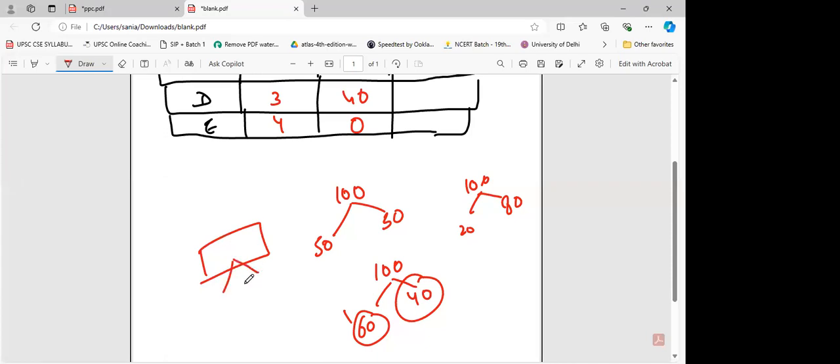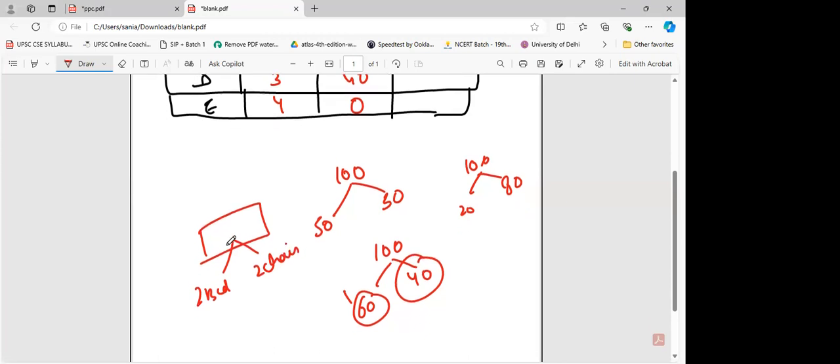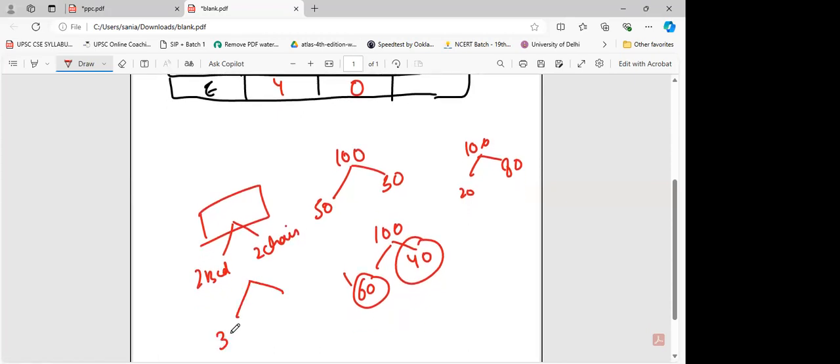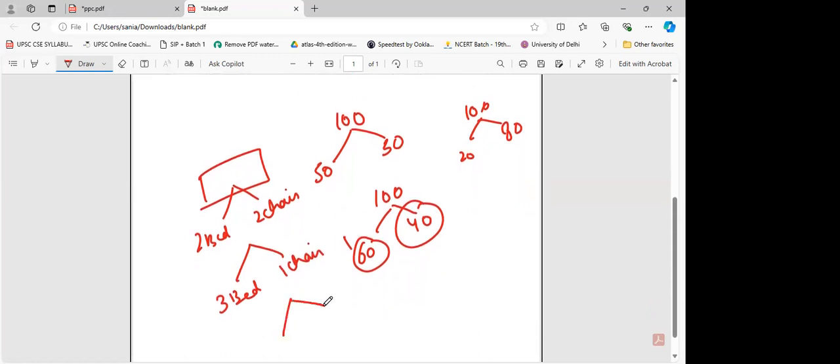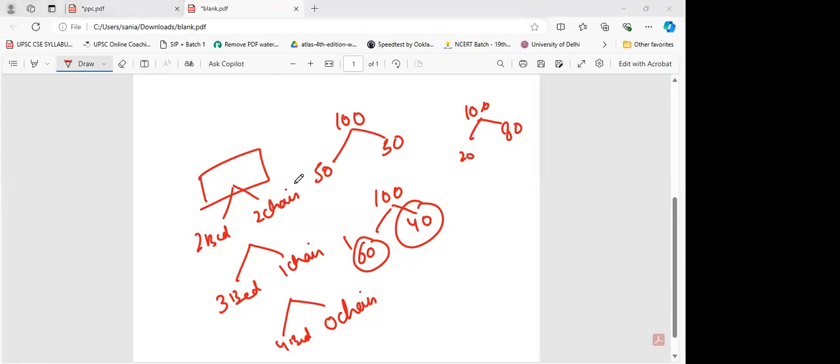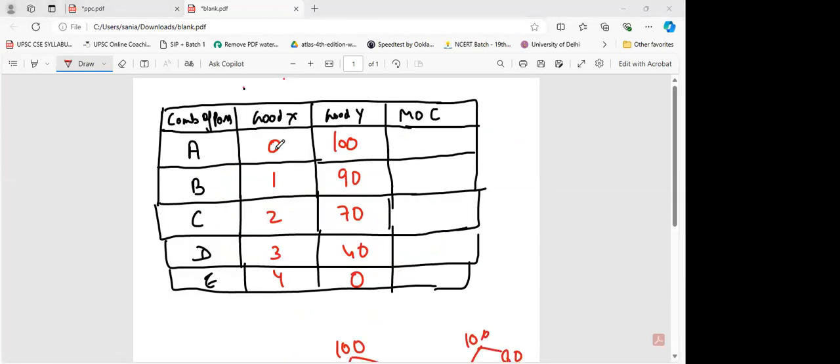From this wood, you can produce 2 beds and 2 chairs. But now you want to produce 3 beds. If you produce 3 beds, then you can only produce 1 chair. If you want to produce 4 beds, you will produce 0 chairs. Clear? Students, are you getting what I'm doing? Yes? Okay.